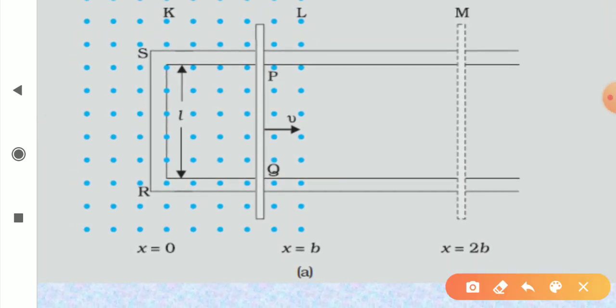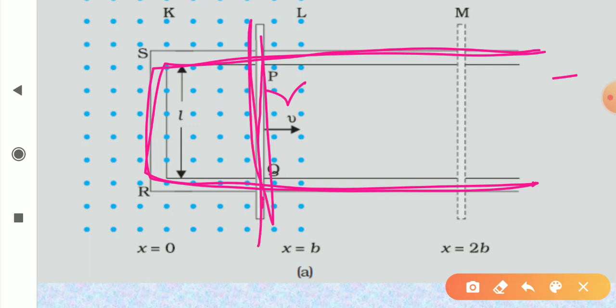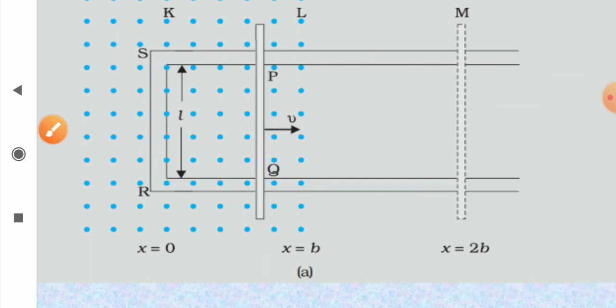Here we have this arm PQ as conductor and it has sufficient resistance R, and it is moving on this conductor, but the resistance of this frame is negligible as compared to this PQ arm, right? The magnetic field exists from x equal to 0 to x equal to b, and beyond this the magnetic field is 0. Now what is happening?